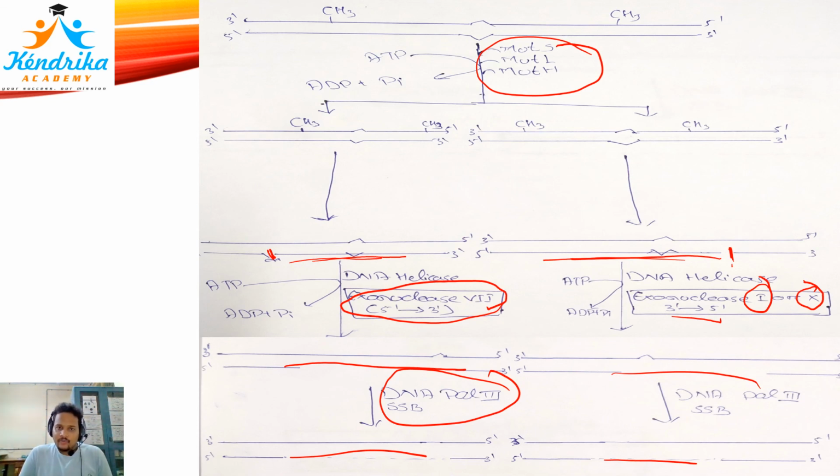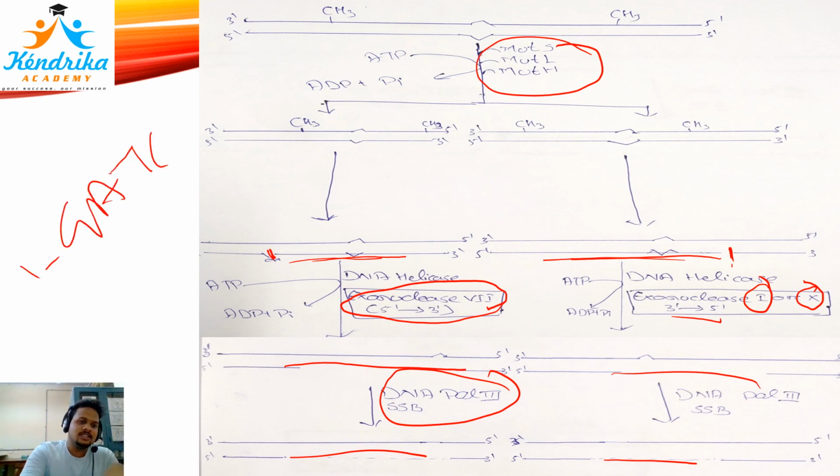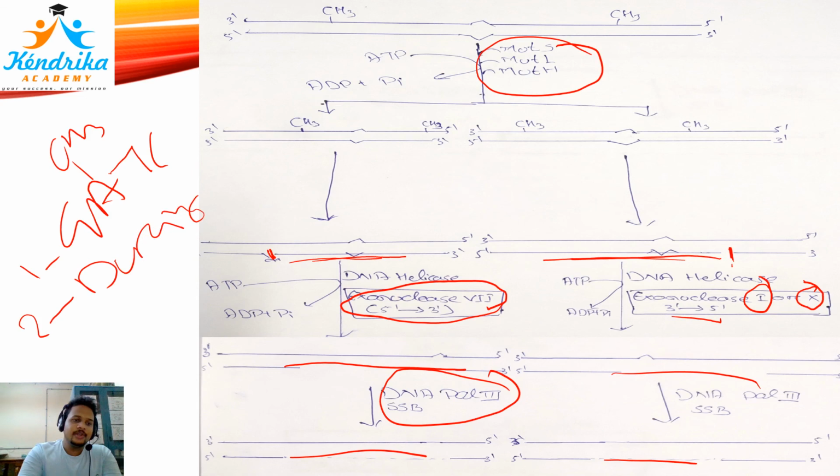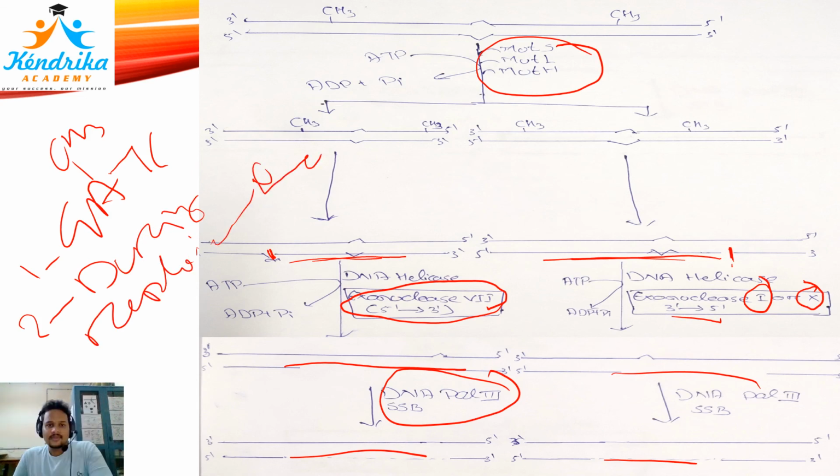So clear. Remember this part: one part is that in your GATC, your A will be methylated. Next, this repair system will occur during replication. And the main part is the exonuclease: exonuclease VII is from 5 to 3 prime, exonuclease 10 from 3 prime to 5 prime, and the role of mut-S and mut-L. This is enough for your mismatch repair.